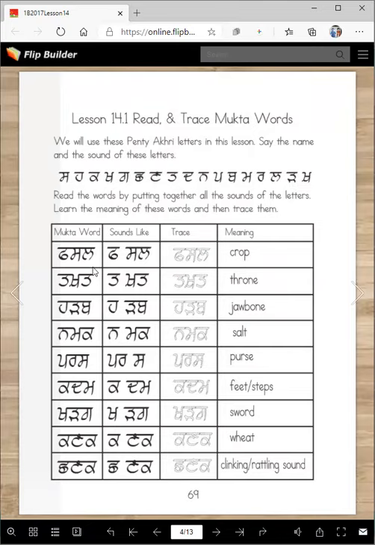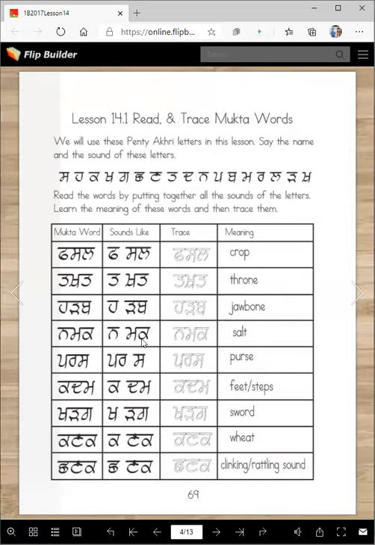Okay. Now, let's see if we can read these words. So this one is fasal. Fasal is a crop. When there's lots of plants of same kind growing, that's called fasal. Okay. Takhat is a throne. And kings usually have the throne. Harab is jawbone, the side of your face. Okay. You have two harba, two jawbones.